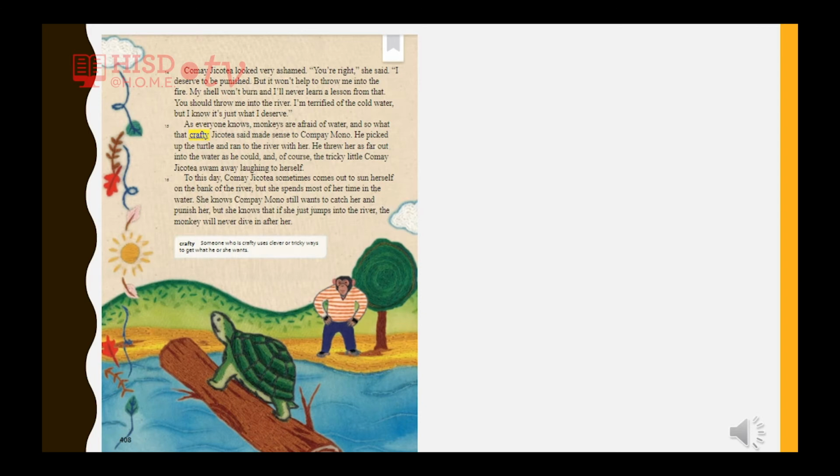To this day, Kome Jikatia sometimes comes out to sun herself on the bank of the river, but she spends most of her time in the water. She knows Kompe Mono still wants to catch her and punish her, but she knows that if she just jumps into the river, the monkey will never dive in after her.